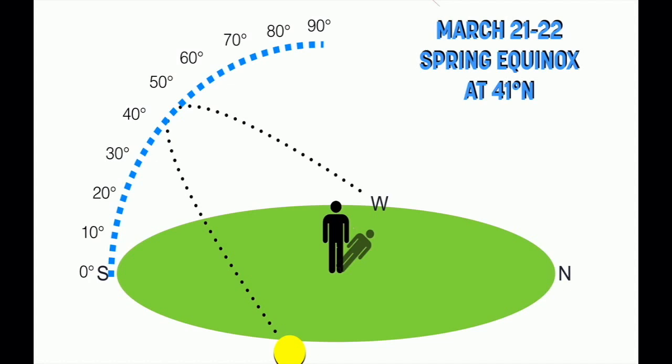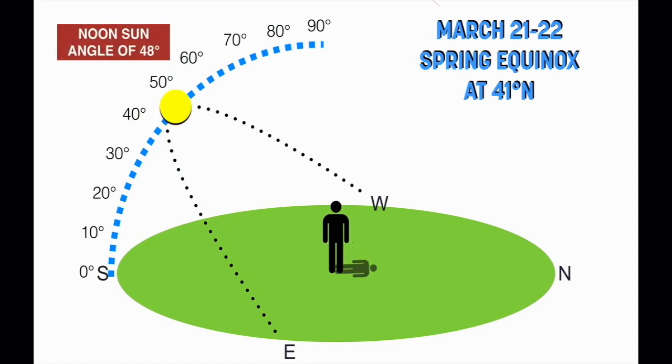The sun's rising right now in the eastern part of the sky. Right, it reaches a noon sun angle of 48 degrees. My shadow has changed its direction. Originally it was pointed to the west, now it's pointed to the north. And as the sun sets in the west, it'll be pointed to the east.